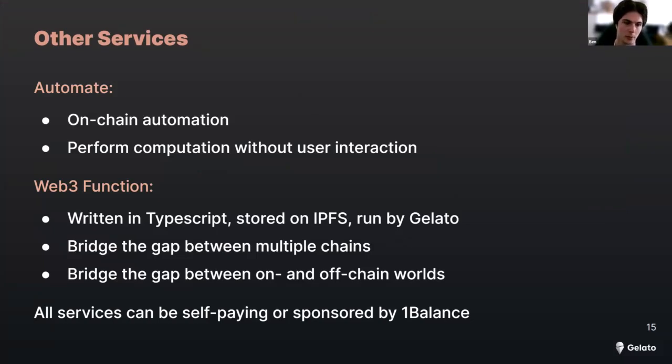And then we have Web3 Functions, which is like Automate on steroids. It's written in TypeScript, stored on IPFS, and then run by Gelato. These allow us to bridge the gap between multiple chains. By default, you have these RPC providers, which you can natively use within the Web3 function. It also bridges the gap between the on-chain and off-chain worlds. So we can use this to push, for example, price oracle data on-chain, and that's what we do for Pyth. And all these services can be self-paying or sponsored using the universal paymaster we have, which is called 1Balance. That works across all services and also all networks.